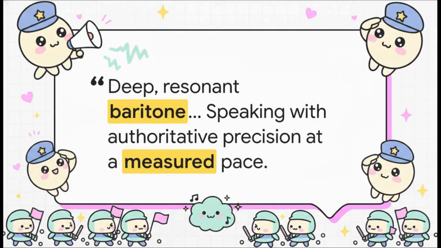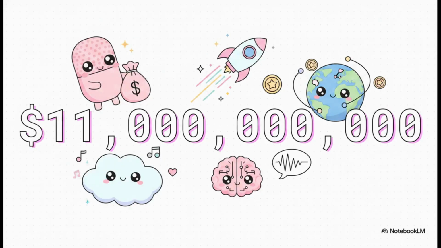Just take a look at this exact prompt. This was used to cast a military commander voice. Notice how you aren't just typing words here. You're literally directing an actor. By asking for a deep, resonant baritone with authoritative precision, the AI instantly understands the exact gravitas and projection you need to get that loud, commanding narrator. It's pretty wild. And honestly, that level of precision has driven some massive scale.